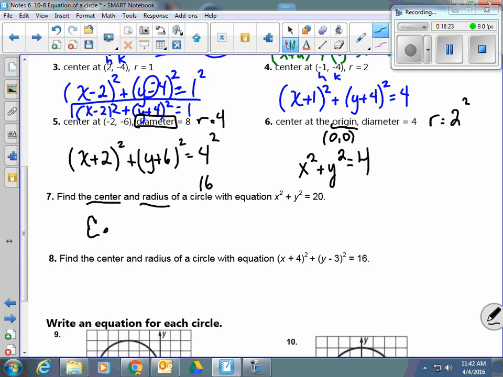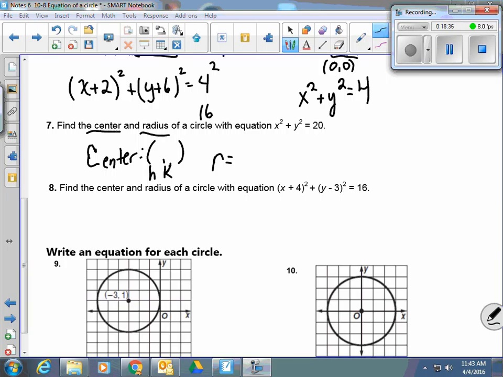So the center, we're asking for a coordinate, and we call that h and k, right? And then we're looking for the radius. So I'm going to give you just a minute. I want you to look at 7 and 8 and find the radius. So working backwards is a little bit more difficult, right?